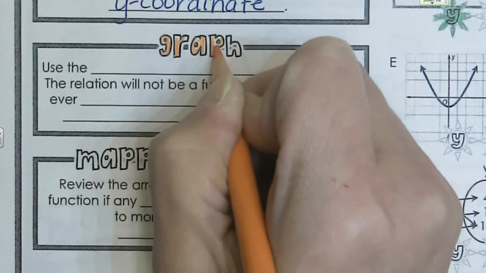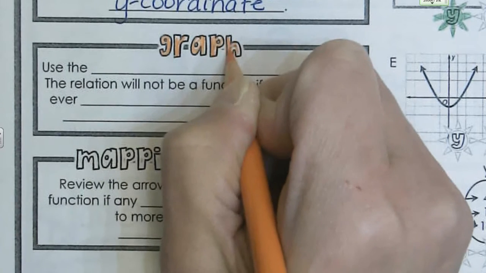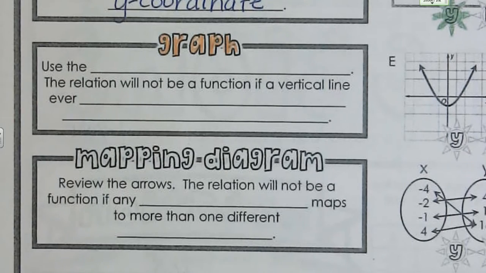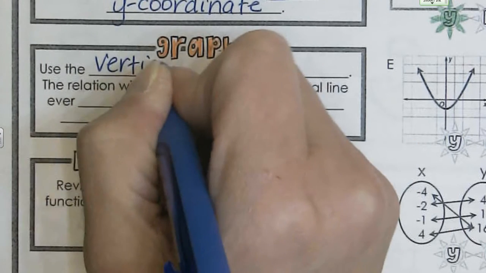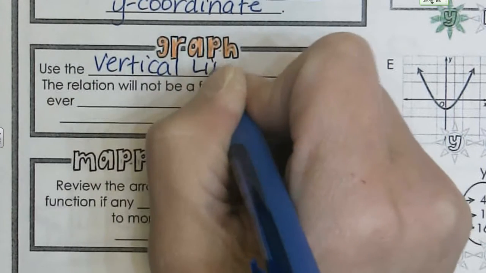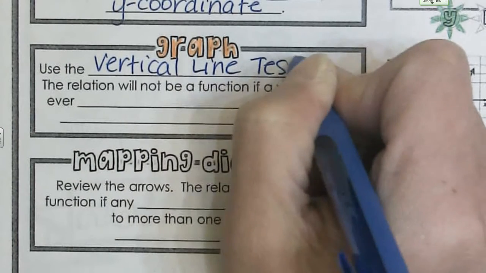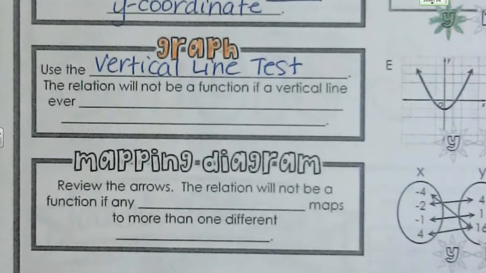All right, so here is my graphing. What we're going to use is that special test that we learned yesterday, which has a very clever name: the vertical line test, in order to determine whether or not a graph is a function.